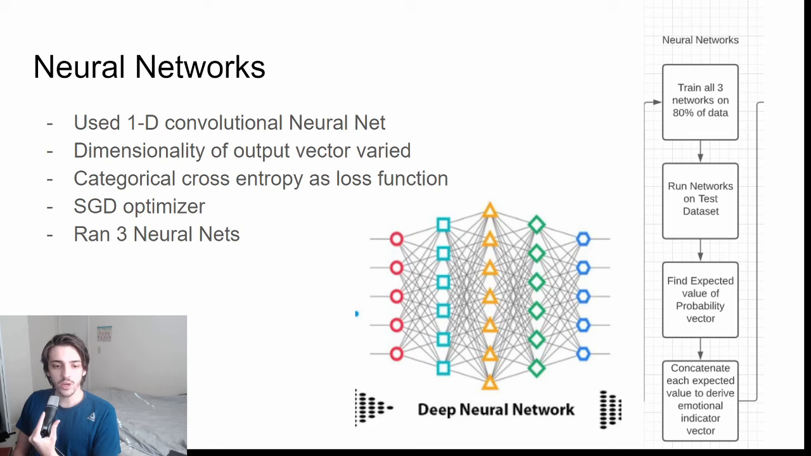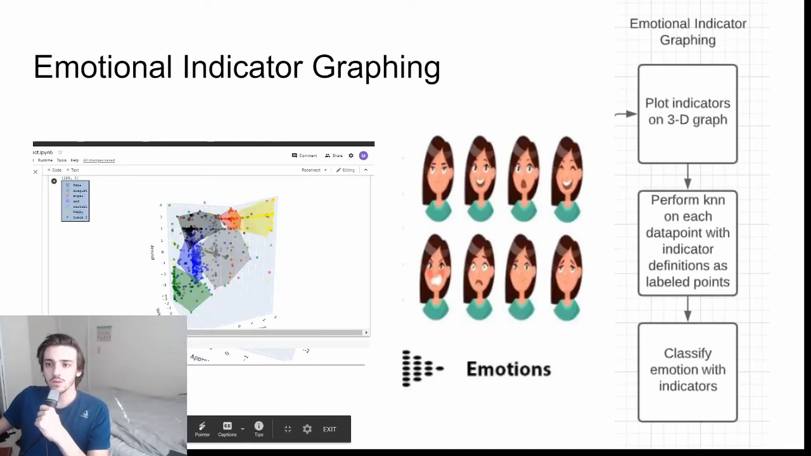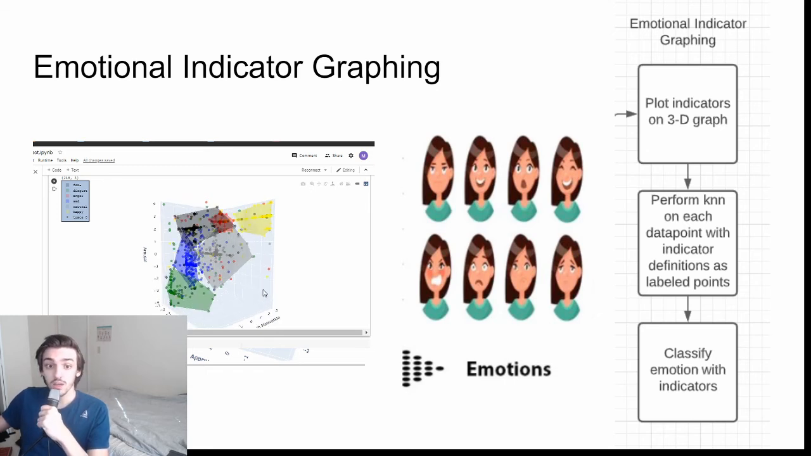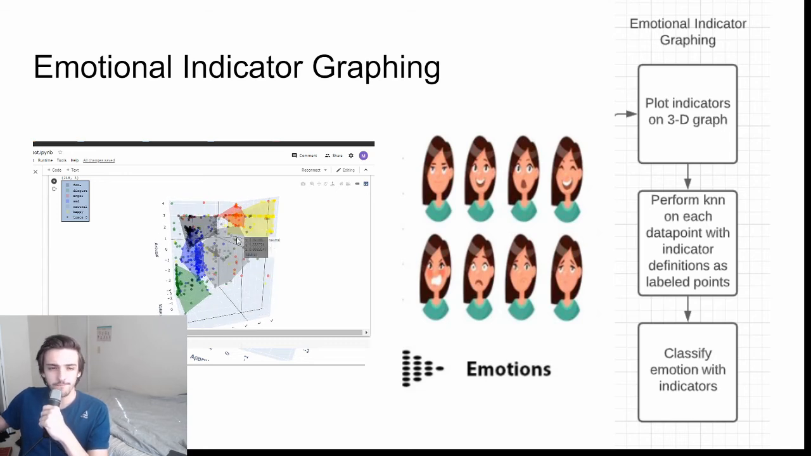Once the neural networks were trained, we tested on a portion of our audio files, obtaining a probability for each rating. We calculated the expected value for each of the indicators, obtaining a 3-dimensional vector representing the emotional indicators. We then plotted the indicators on a 3D graph. We ran KNN with one neighbor on the data set, with the training set for KNN consisting of all 6 emotional indicator points, to derive clusters and get this graph.